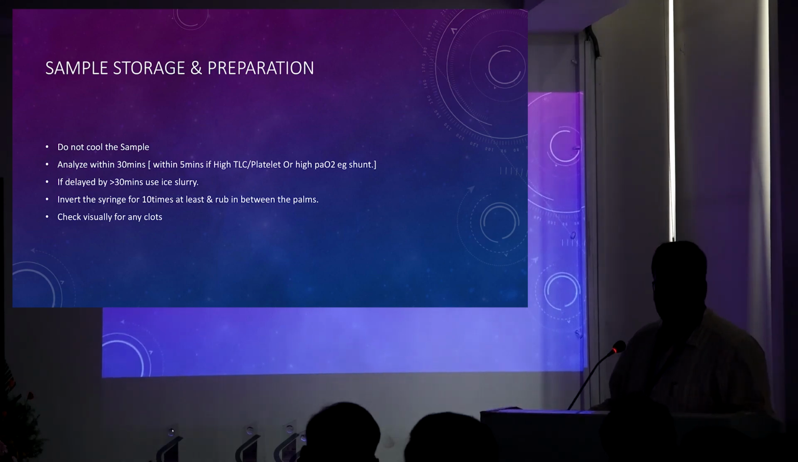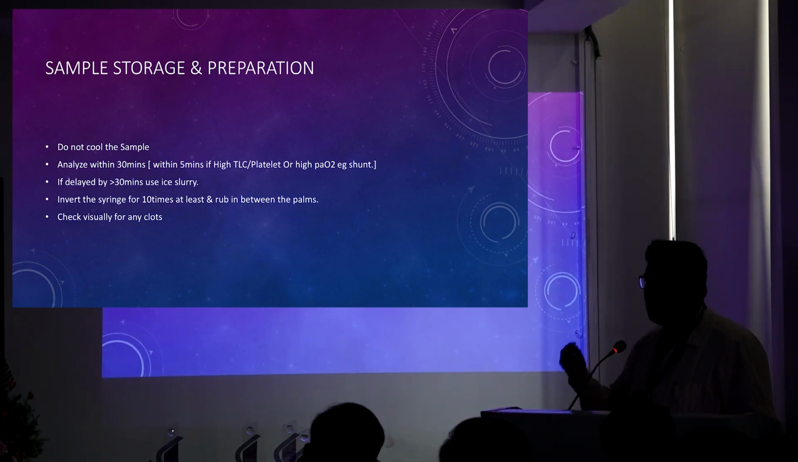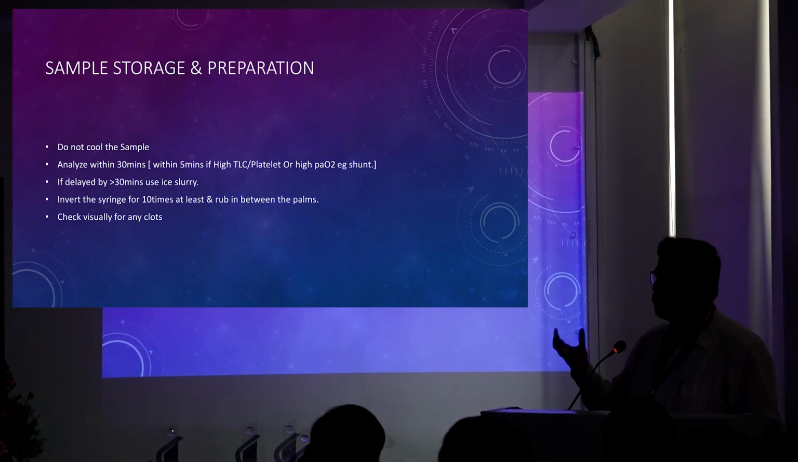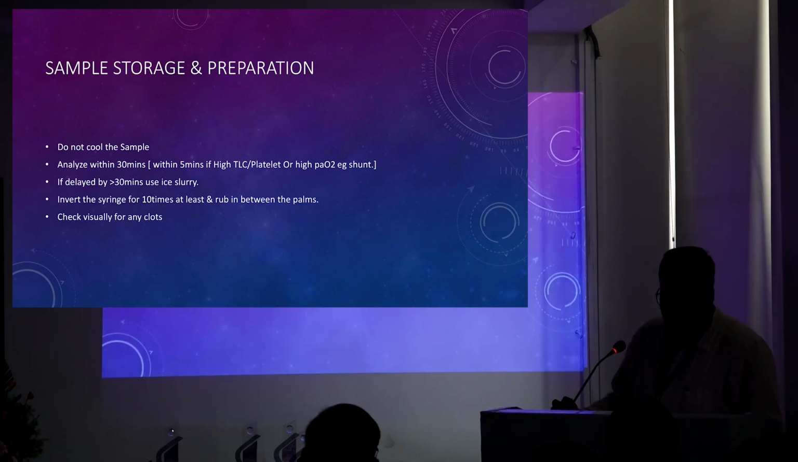Analyze within 30 minutes, or even within 5 minutes if there is a high chance of O2 utilization in between, that is, when we have a very high TLC or a very high platelet count. In that case, these cells consume a whole lot of oxygen and the PO2 will come down. If delayed by more than 30 minutes, the transportation needs to be in a cold chain.